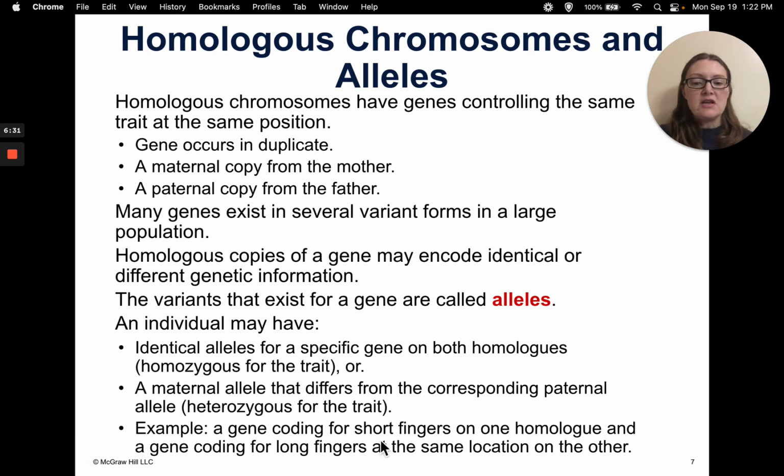So a gene coding for short fingers on one homologous chromosome and a gene coding for long fingers in the same location on the other. So basically it's saying that it's on the same chromosome, in the same place, but one says short fingers and one says long fingers. In that case, because they're two different traits, it would be heterozygous, hetero for different.